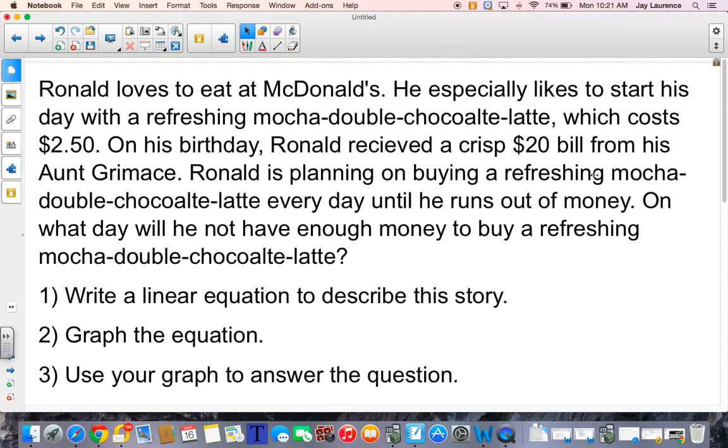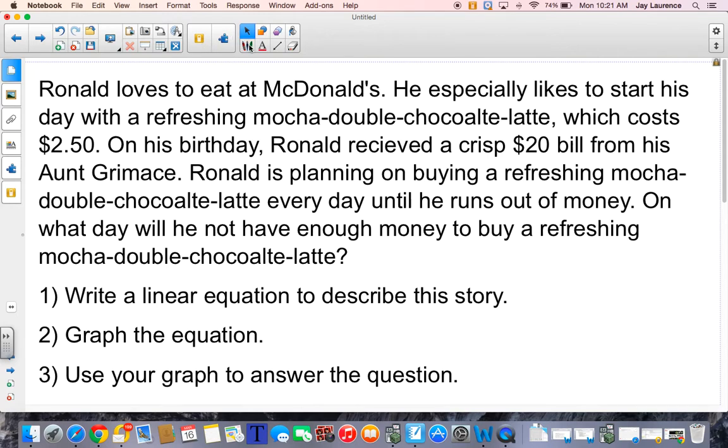Ronald is planning on buying a refreshing mocha double chocolate latte every day until he runs out of money. From the $20, of course. On what day will he not have enough money to buy a refreshing mocha double chocolate latte? Write a linear equation to describe the story. Graph the equation. Use your graph to answer the question.